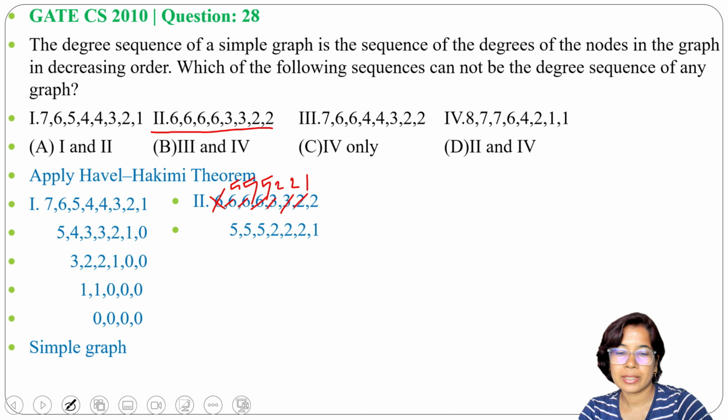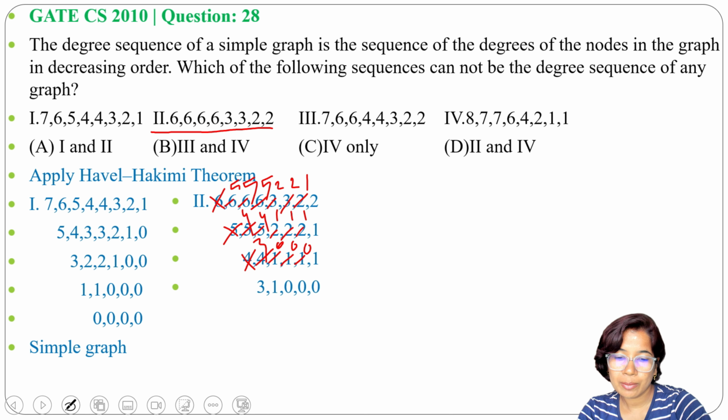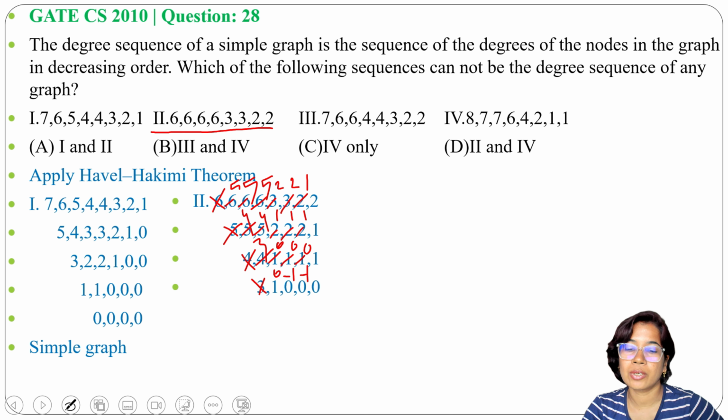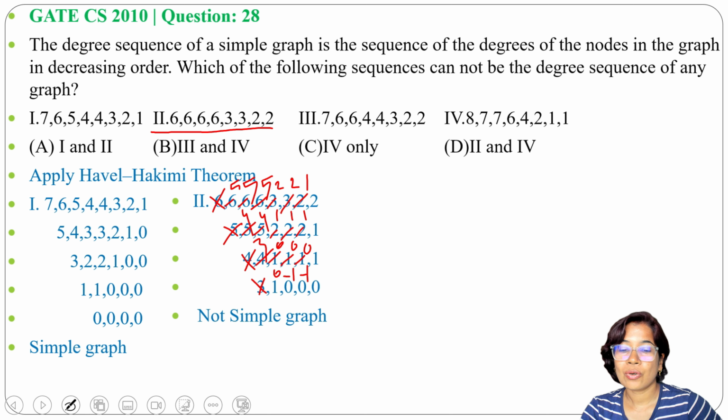We need to arrange it again. We'll remove this 5 and the next 5 degrees will reduce by 1. So this will be 4, 4, 1, 1, 1. Next we'll remove this 4, so the next 4 degrees will reduce by 1. This will be 3, 0, 0, 0. If we remove this 3, then this will be 0, this will be minus 1, this will be minus 1, which is not possible. The second degree sequence is not a simple graph degree sequence.